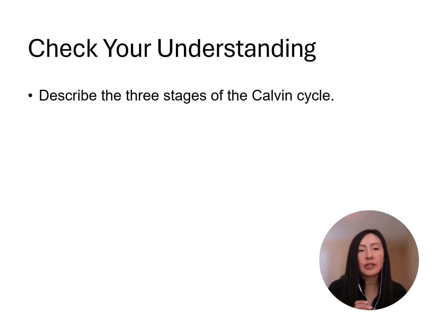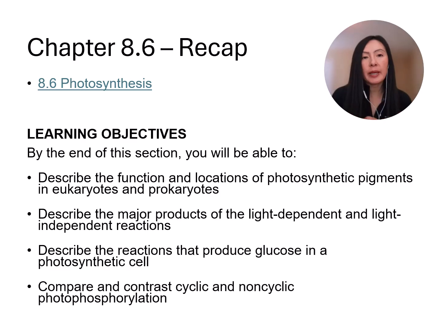In the second stage, reduction, ATP and NADPH from those light-dependent reactions will be used to reduce 3-PGA and form glyceraldehyde 3-phosphate, or G3P, which is going to be used to make glucose. And finally, in the third stage, regeneration, some of that G3P will be used to regenerate ribulose bisphosphate so that the Calvin cycle can continue.